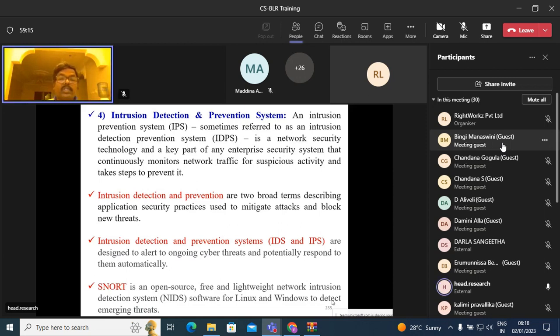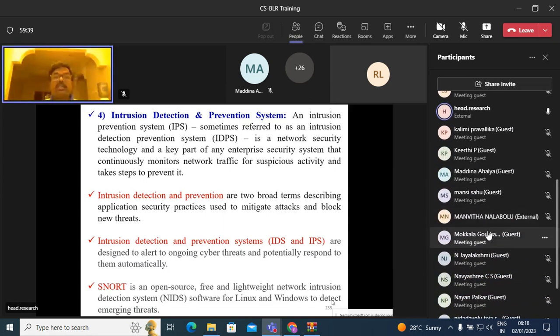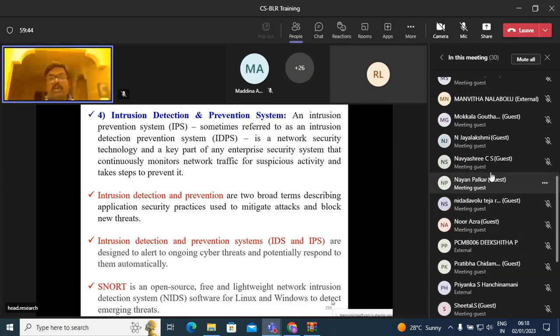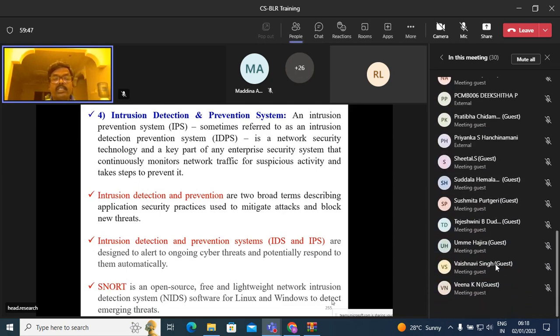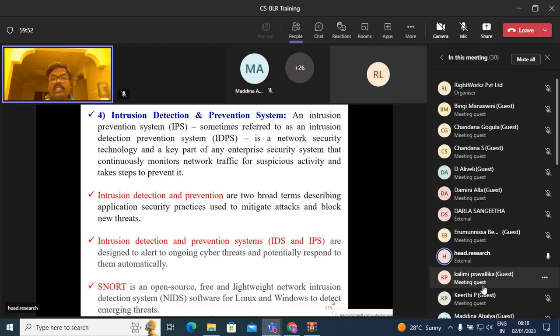See, suppose somebody entered your username and password, you are getting an alert on the mobile. Somebody has entered into your system, please verify your authenticity. That is a suspicious activity, and it takes steps to prevent it. So that is called an intrusion detection prevention system, or you can call it an intrusion prevention system, sometimes referred to as an intrusion detection system.